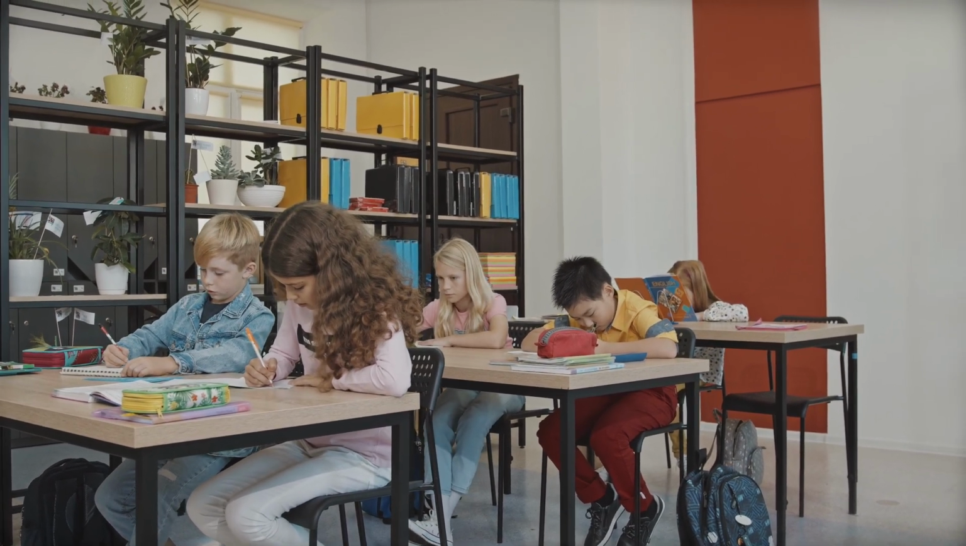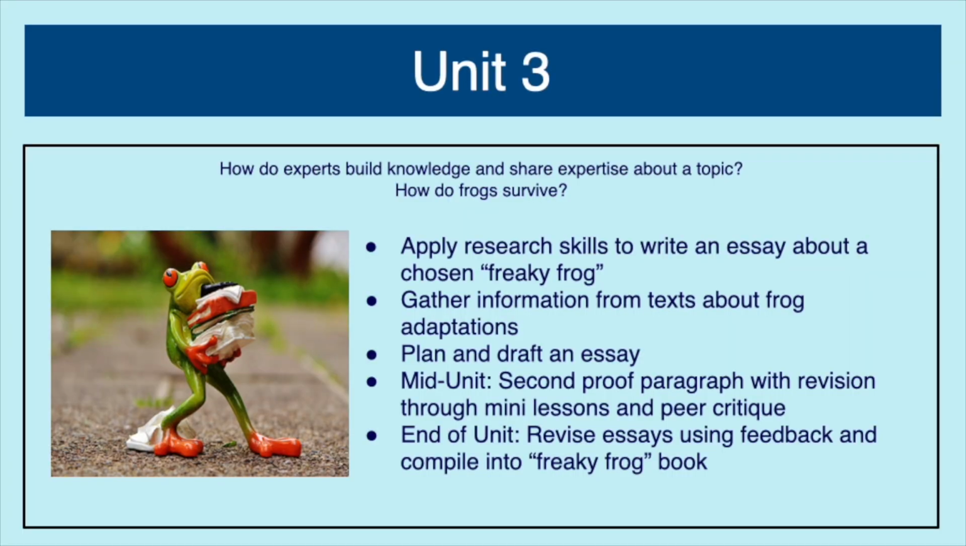Wrapping it up in Unit 3, students apply research skills from the previous unit to write an essay about a freaky frog of their choice. They begin by selecting a frog to study and gathering information from informational text about its unique adaptations. Building on their knowledge of informational writing, students plan and draft an essay, exploring how essays are more complex than paragraphs.